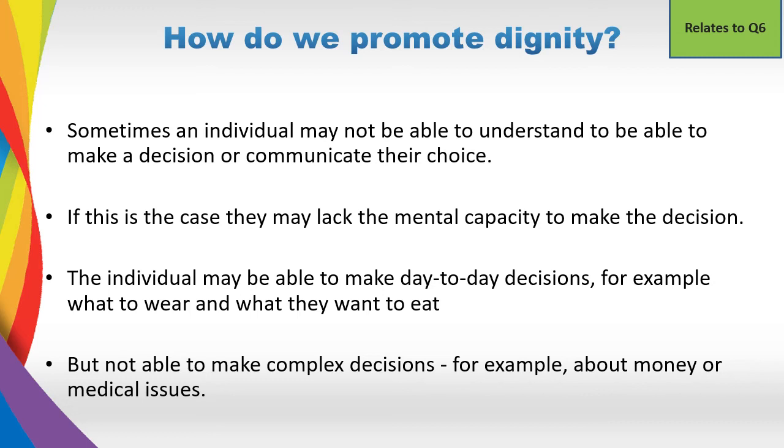Sometimes people might struggle to be able to make a decision or to physically communicate their choice. This is where the Mental Capacity Act would come in to help them to make decisions. The individual might be able to make those sort of day-to-day decisions about what they would like to wear or what they would like to eat, but they might no longer have the mental capacity to think about money or medical issues.